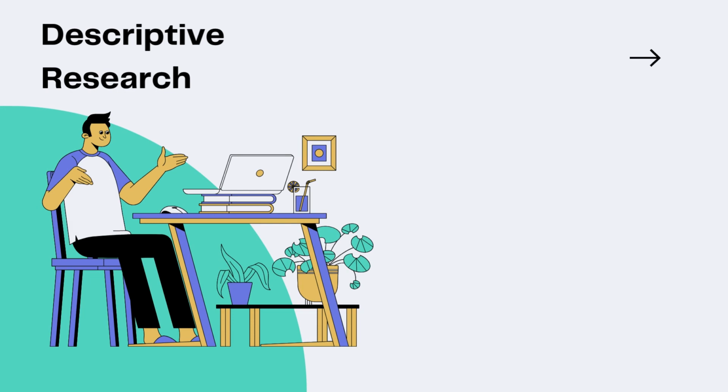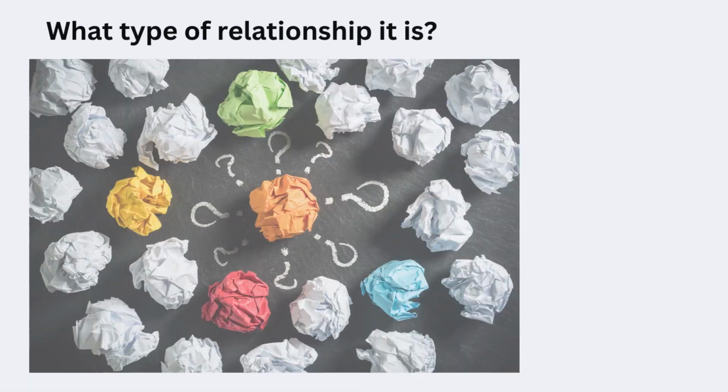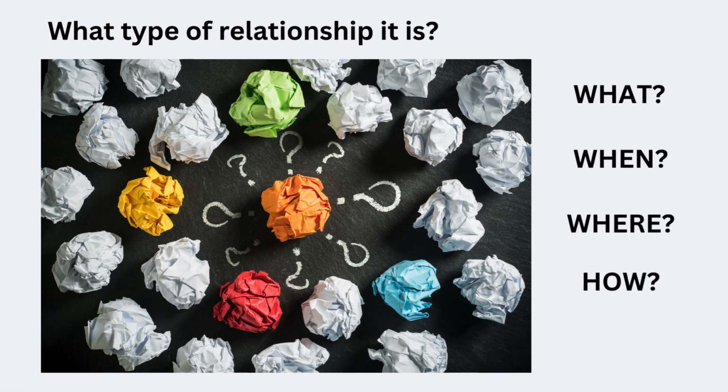Now let's understand the second type of research design, that is descriptive research design. Now what is all about descriptive research? As the name implies, descriptive research is all about describing the relationship between the variables. Now, descriptive research helps answer the questions what, when, where and how.